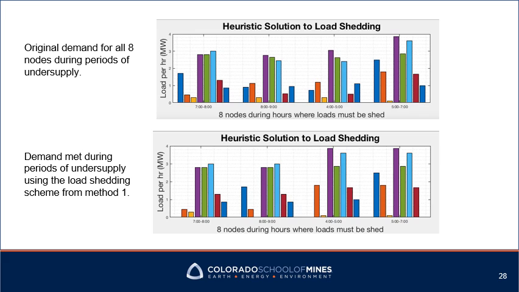Here are just 2 plots. In the top, we see the original demand for all 8 nodes during the various periods of undersupply. And then the plot on the bottom looks quite similar, but each period is missing one load. It's missing the load that needs to be shed. So in the first group, from 7 to 8, load 1 doesn't exist. The next group, node 3 doesn't exist. The next group, node 1 is again disconnected, and then for the final 2 hours, load 8 is disconnected.